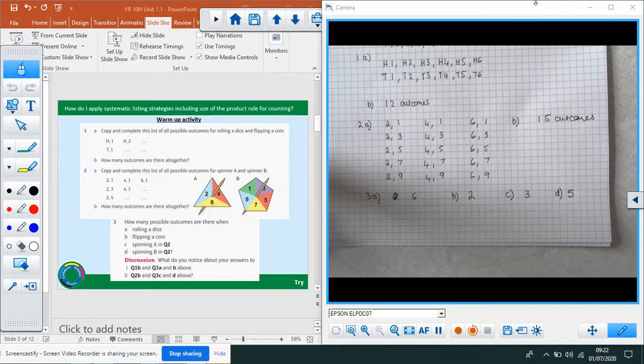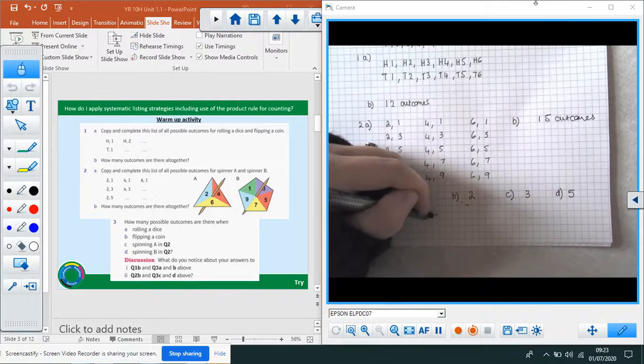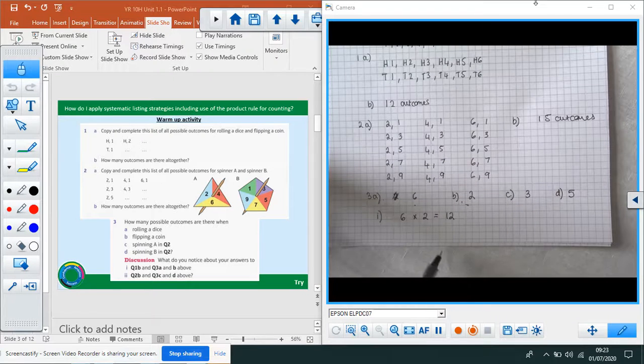Okay? Then it said to have a discussion, but obviously you couldn't have a discussion, you needed just to have a think. What do you notice about your answer to part I? Question 1B and 3A and B above. So question 1B, we said there were 12 outcomes, and 3A and B, we said there's 6 outcomes for rolling a dice and 2 outcomes for heads or tails. And the relationship is, if I multiply the number of outcomes for rolling a dice and the number of outcomes for flipping a coin, I get the total number of outcomes when I'm flipping a coin and rolling a dice.